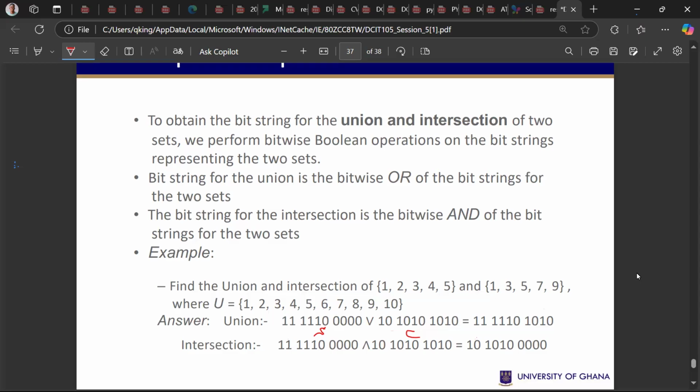But for the union, when one side of the figure carries 1 and the other carries 0, it should be 1. I'm sorry, yeah, it should be 1. Please hope you are understanding this.